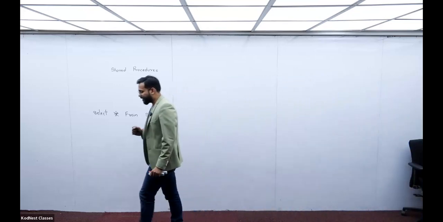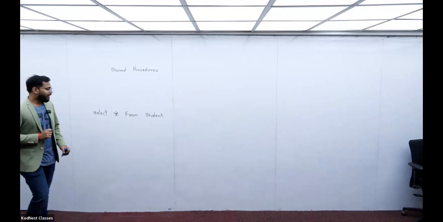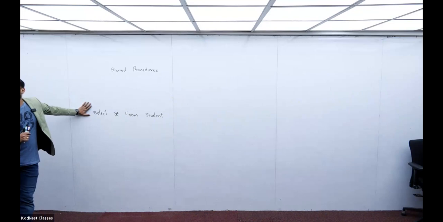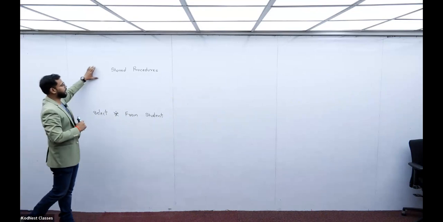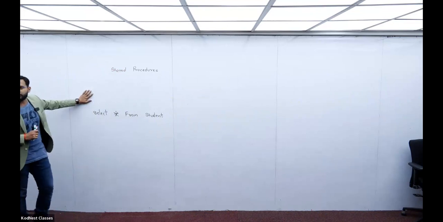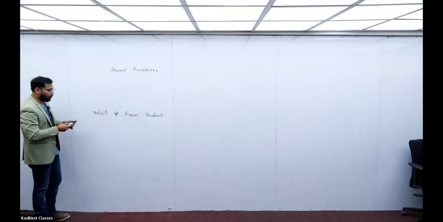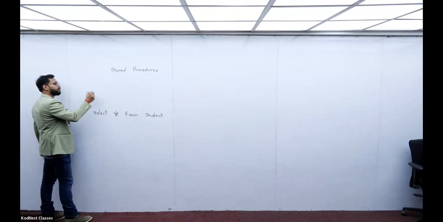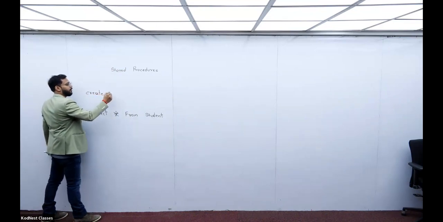So here, select star from student. Whatever this query is, I have to save it as a function. If I want to save this SQL query as a function, only one thing can help us, and that is stored procedures. Now here, if I want to create one procedure, then I have to write like this: create procedure.